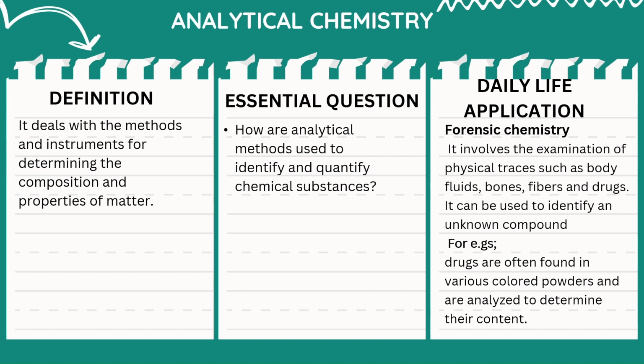It is basically used to identify known compounds. For example, drugs are found in various colored powders, and we have to analyze them to determine their content. For example, you might see a medicine, but it might not be a medicine, it might be an illegal drug. So, forensic chemistry is important for studying that as well.